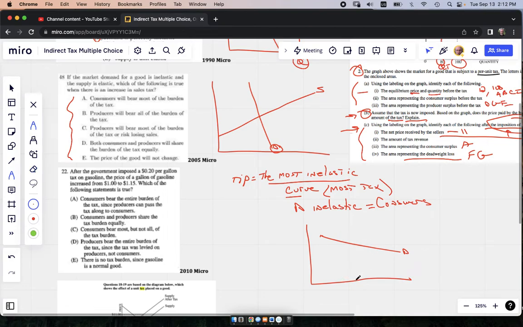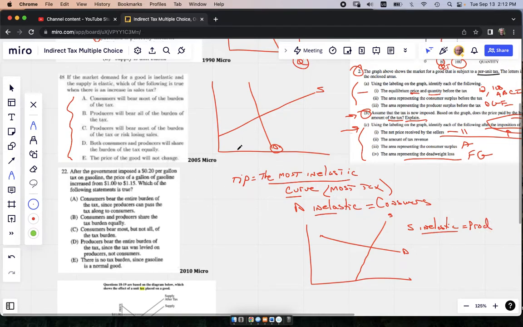The supply curve was more inelastic. In this situation, if supply is more inelastic, right? If supply is more inelastic, obviously the producer is going to have to pay most of the tax, right? So the producer would pay most of the tax.